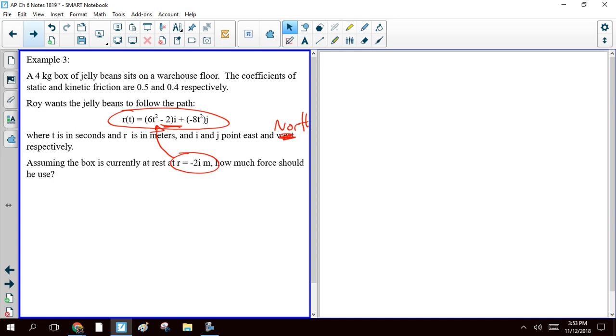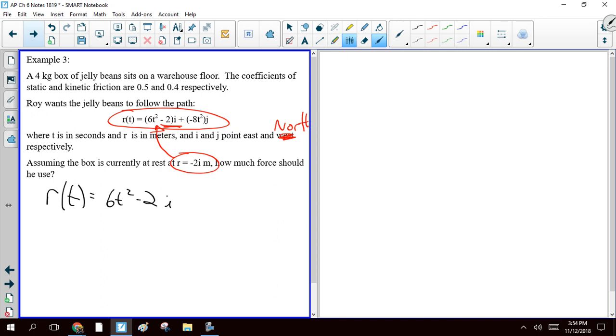Well, let's see. The position is a function of time. That means there's velocity, and that velocity may or may not be constant. So here's what we know: the position at time t is 6t squared minus 2 in the i direction, minus 8t squared in the j direction.